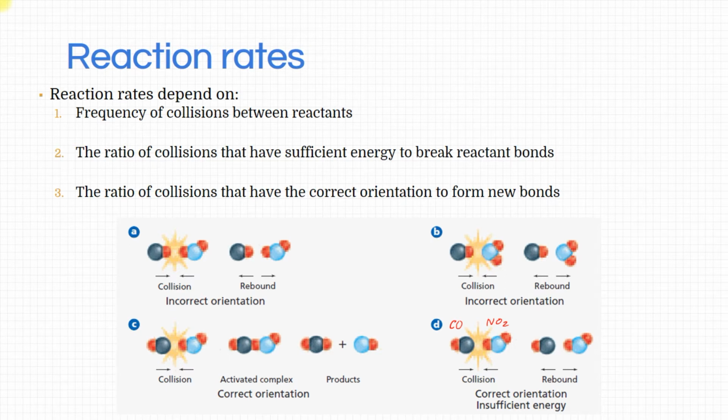Okay, so this is less about repulsion and more about not having enough energy to break the CO bond, which is a stronger bond than NO. Okay. Finally, if we collide in the right orientation where carbon is facing the oxygen on NO2, it's going to form what we call an activated complex, which has two kind of synonyms for that.